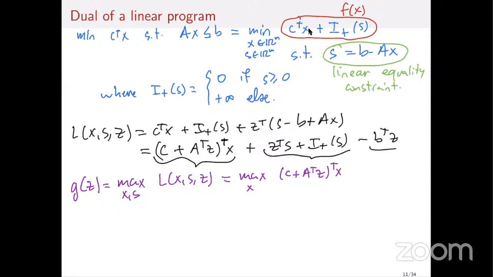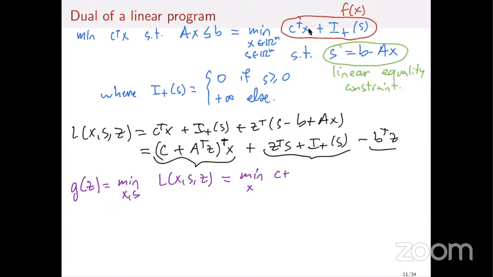Okay, and so sorry, this is the min. Why did I write the max? The final problem will be a max. So this is the min of C plus A transpose Z transpose X. And then, okay, let me write a bit, so I have some space.